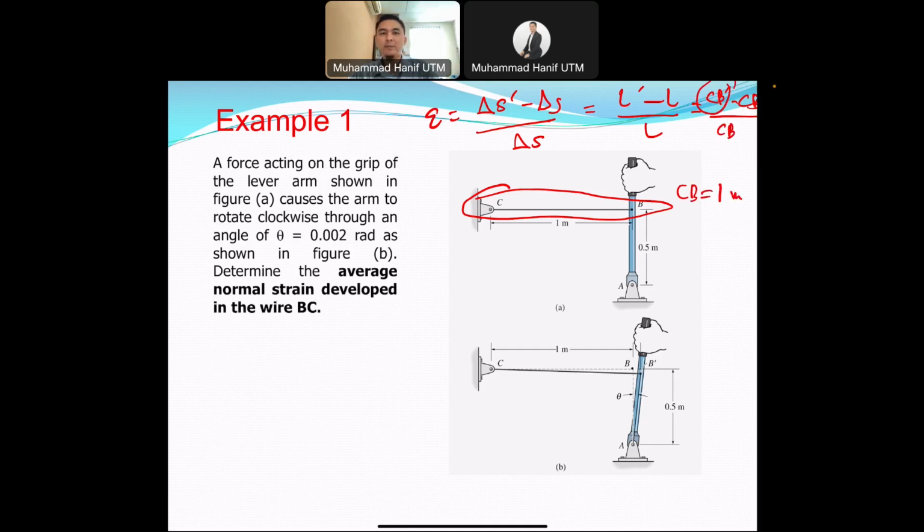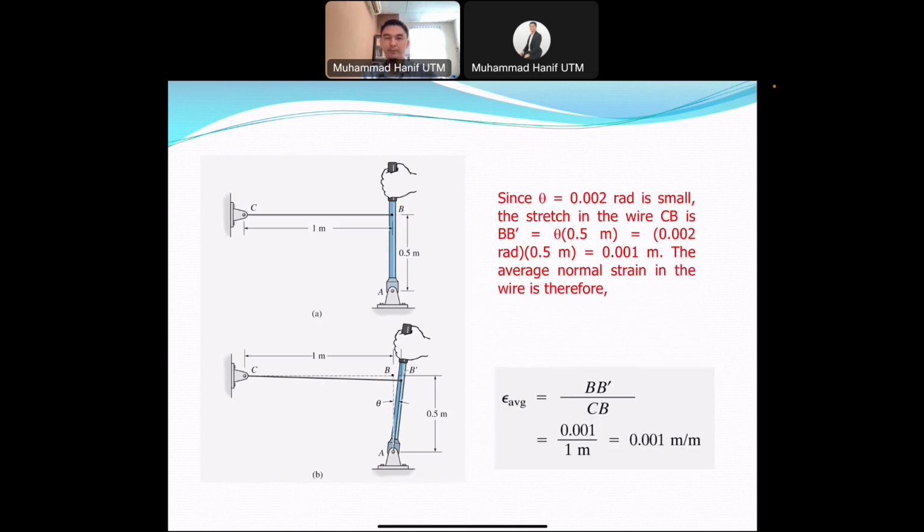So how to find CB prime here? I draw it here. Let me draw. So maybe this is the CB prime. You have to find the CB prime first, and put the CB prime into the equation, and you will get the answer. So how to find it? This is the way. If you look at it only by yourself, maybe you will not understand, so let me explain this one.